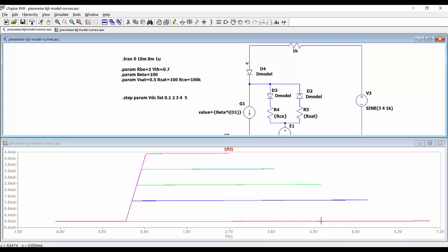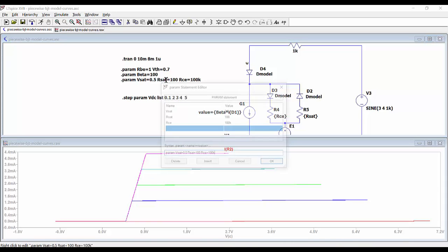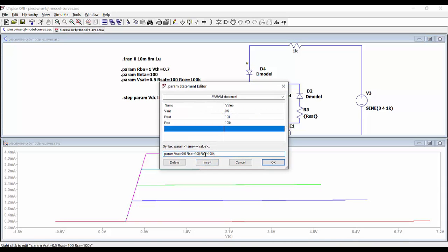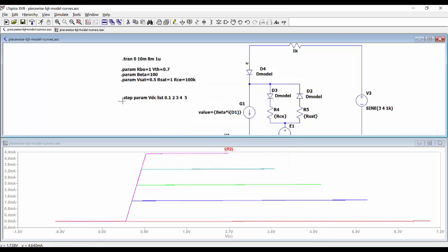We can do other things. For example, if we want to have more ideal behavior in the saturation region, we can decrease the resistance RSAT. So maybe here, if we use only 1 ohm and run the simulation again, we can see that the behavior is now more ideal, but still we have 0.5 volts for the saturation region.